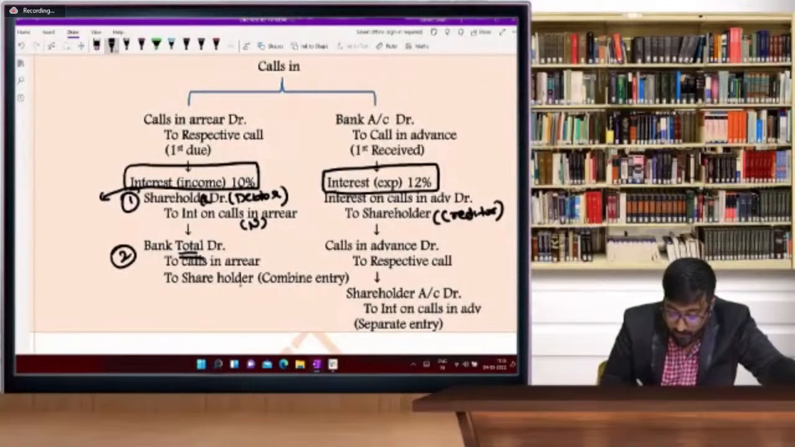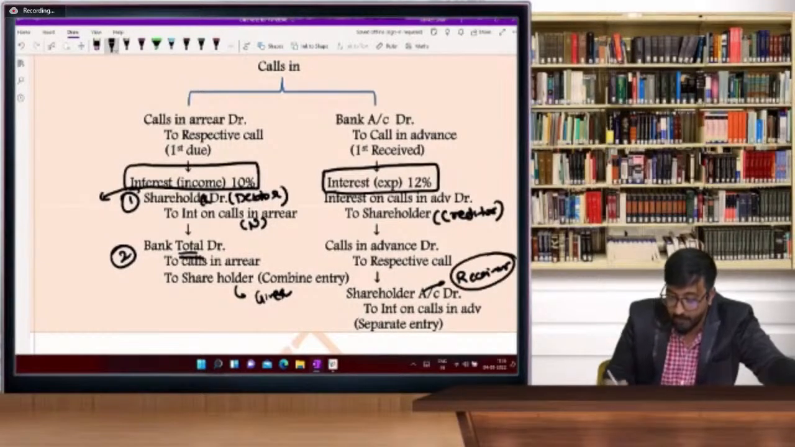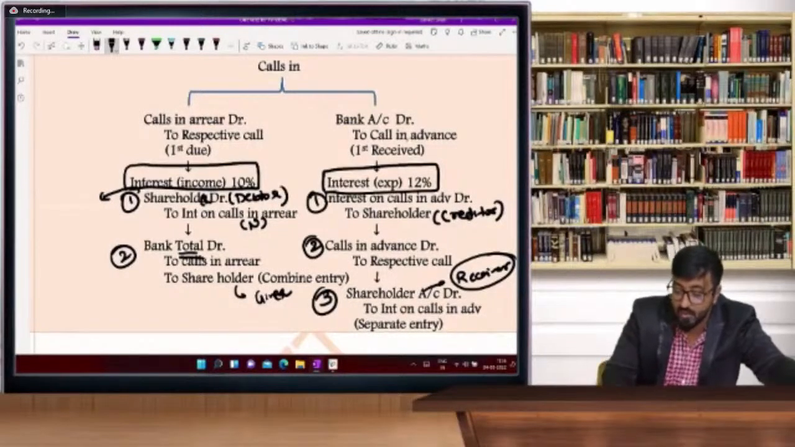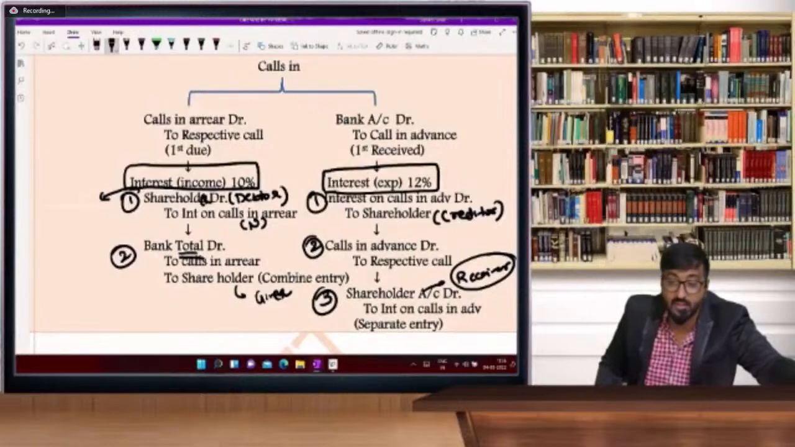So the shareholder becomes giver, the debtor becomes giver, and here he will become receiver. Here are 3 entries: 1, 2, 3. See, calls in advance, we are going to cancel it. And then the shareholder becomes receiver to interest on calls in advance.